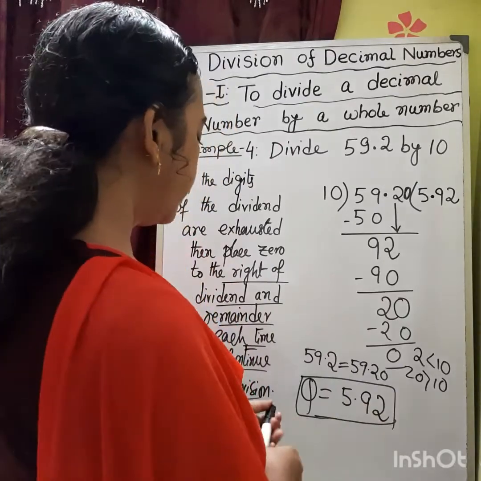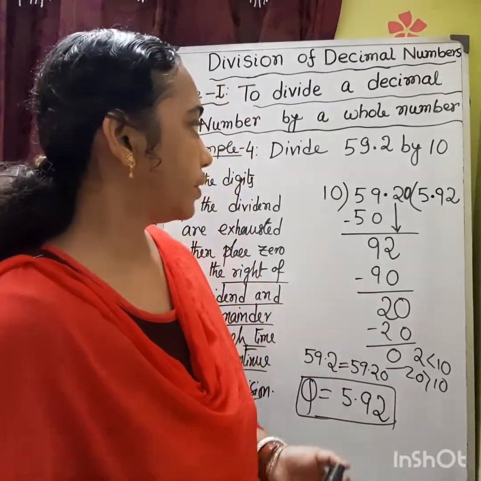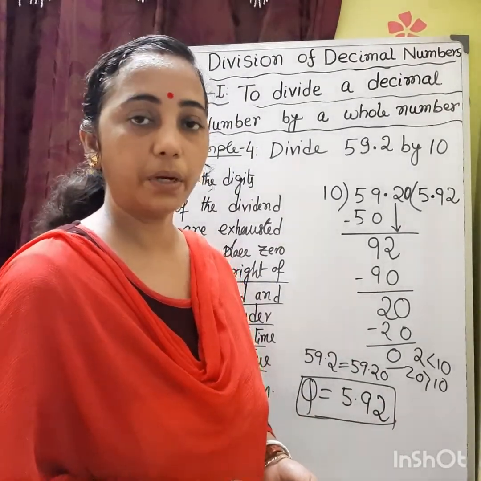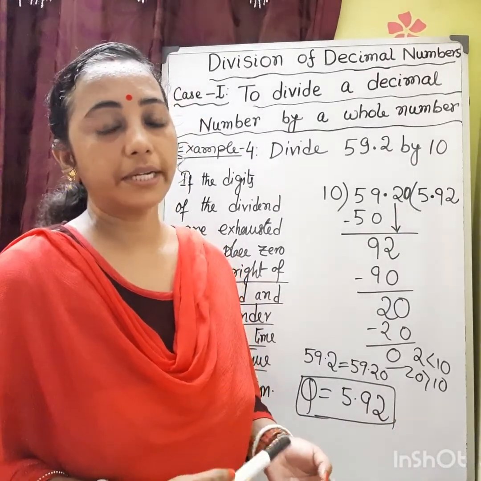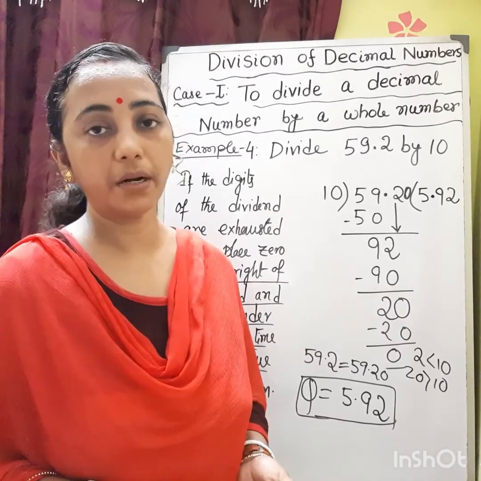So in this way we can find the quotient when we divide a decimal number by a whole number. So you try some questions related to this type, that is, how to divide a decimal number by a whole number.